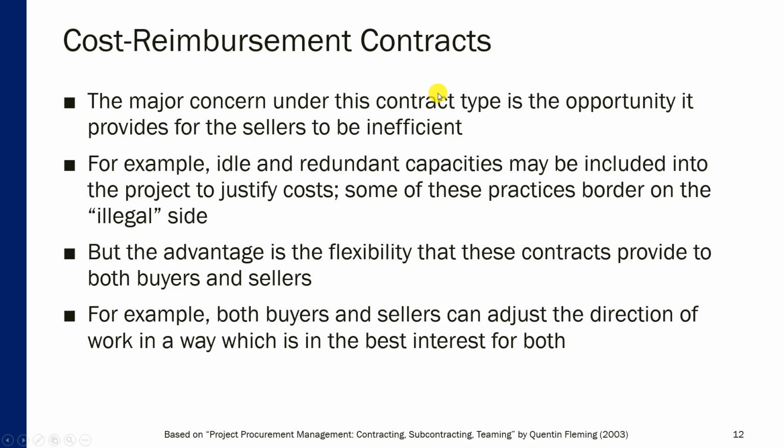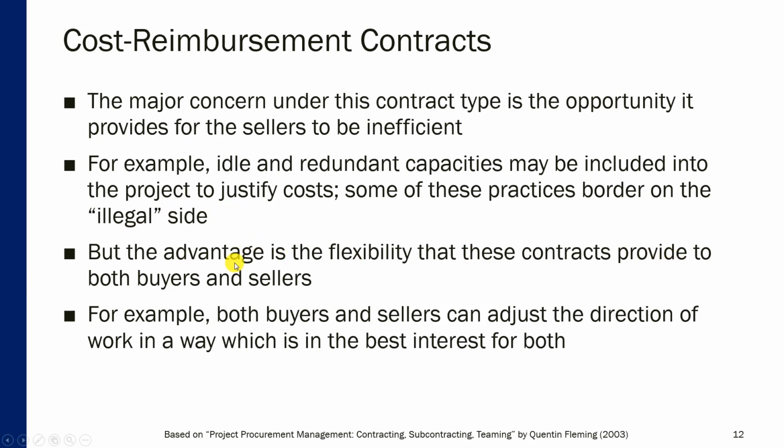For example, the seller, as a part of the project, may include all kinds of idle and redundant capacities just to make sure that the assets are utilized and a higher price is charged or higher fees are charged to the buyer. Some of these practices border on the illegal side. For example, if the seller, the contractor, keeps flying the personnel first or business class when this is not explicitly allowed by the contract, then some buyers may think that the money is being spent at least inefficiently or even illegally.